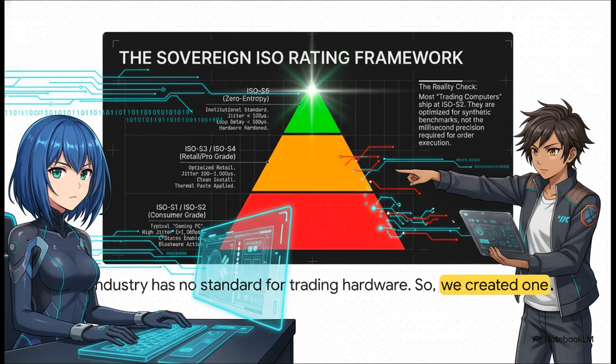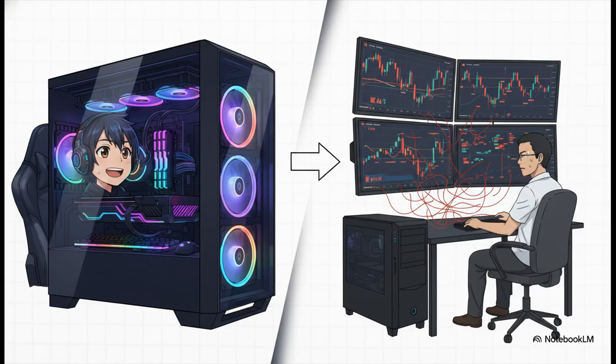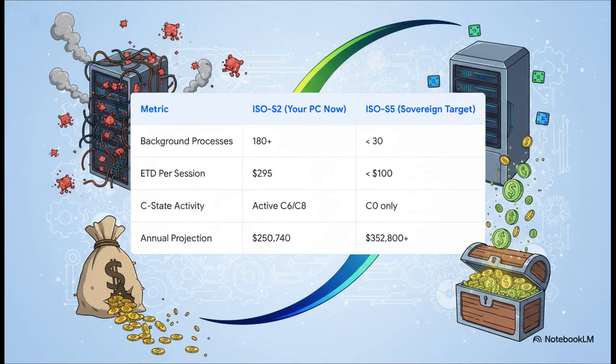It's called the ISO rating framework, and it's a way to actually measure if a computer is truly ready for professional trading. And here's the real kicker. Most of the machines being sold as trading computers are what this framework calls an ISO 2. That's basically consumer grade. They're full of bloatware, they have all those power-saving modes enabled. They're just not built for the kind of millisecond precision that trading absolutely demands. I mean, just look at this comparison. It is stark. A typical ISO S5 machine is juggling over 180 background processes, bleeding almost $300 a day in ETD.